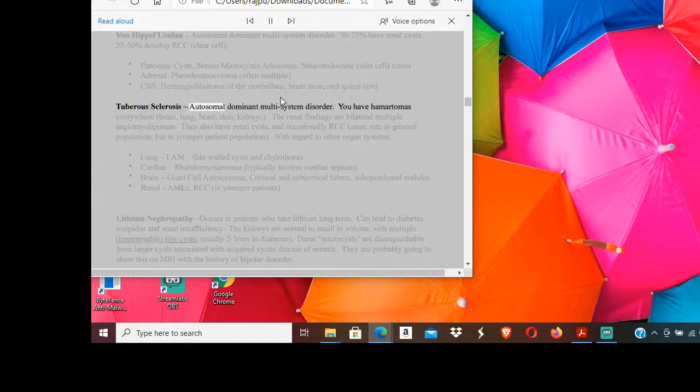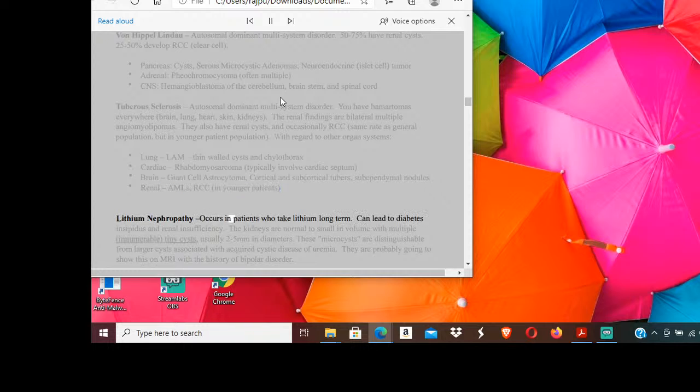Tuberous sclerosis, an autosomal dominant multisystem disorder. You have hamartomas everywhere: brain, lung, heart, skin, kidneys. The renal findings are bilateral multiple angiomyolipomas. They also have renal cysts, and occasionally RCC, at the same rate as the general population, but in a younger patient population. With regard to other organ systems: lung, LAM with thin-walled cysts and chylothorax; cardiac rhabdomyoma, typically involving the cardiac septum; brain, giant cell astrocytoma, cortical and subcortical tubers, subependymal nodules; renal AMLs, RCC in younger patients.